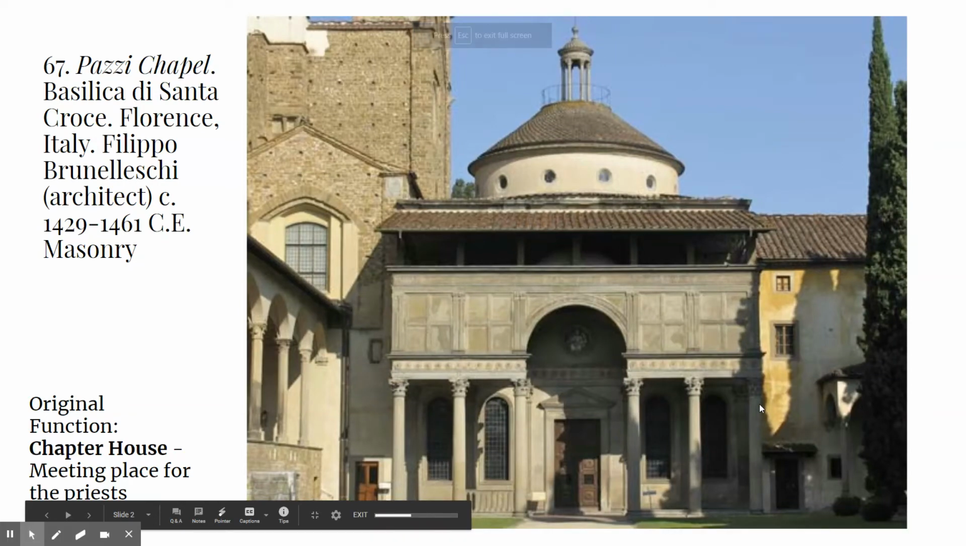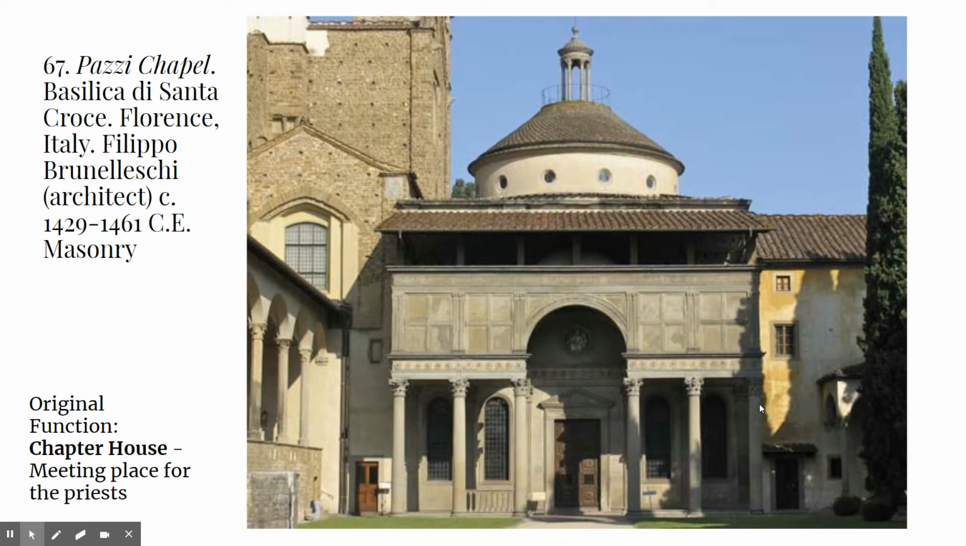Okay, so we have our first Renaissance structure. We won't have too many strictly Renaissance churches. I think this might even be the only church. Technically speaking, it's not actually even a church. It's a chapel, which means it has the Eucharist in it.